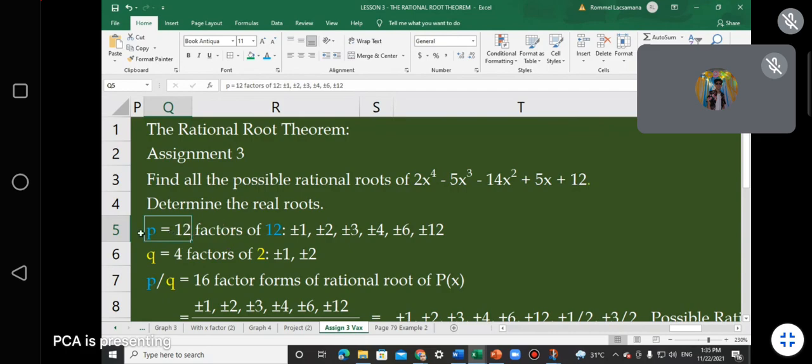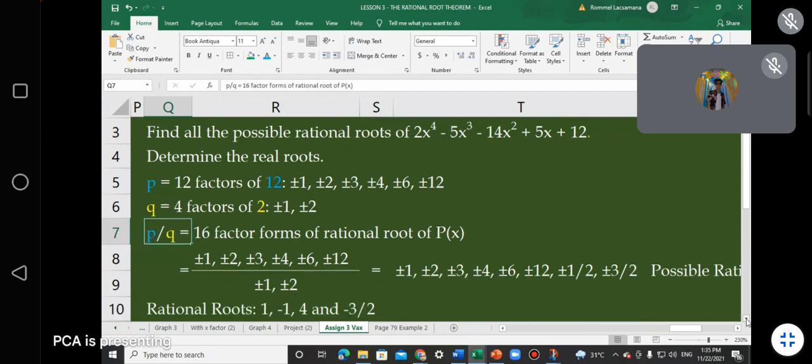12 factors for P. Why? Because of the positive and negative. And then 4 factors for Q, because it's positive and negative 1, positive and negative 2. How many are they? It's 4. And then the combination of P over Q. Sir Romel is repeating himself again.